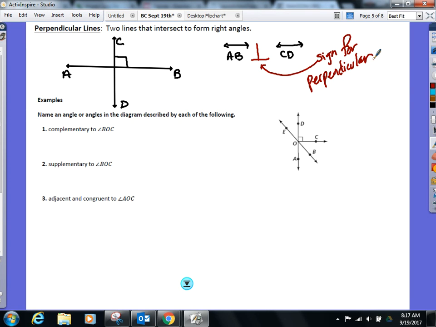Okay. Complementary, meaning what? They add to 90. So I want another angle that with BOC adds to 90 on that diagram. All right, take a look at it. Another angle that I could add to BOC that would give me 90 degrees. I've got the right angle in there already. Not more than 90, exactly 90 degrees.